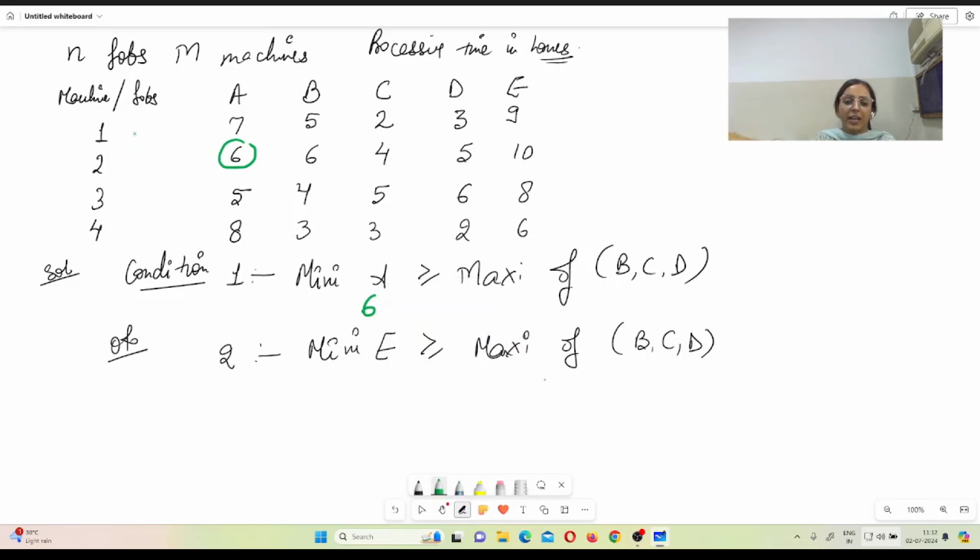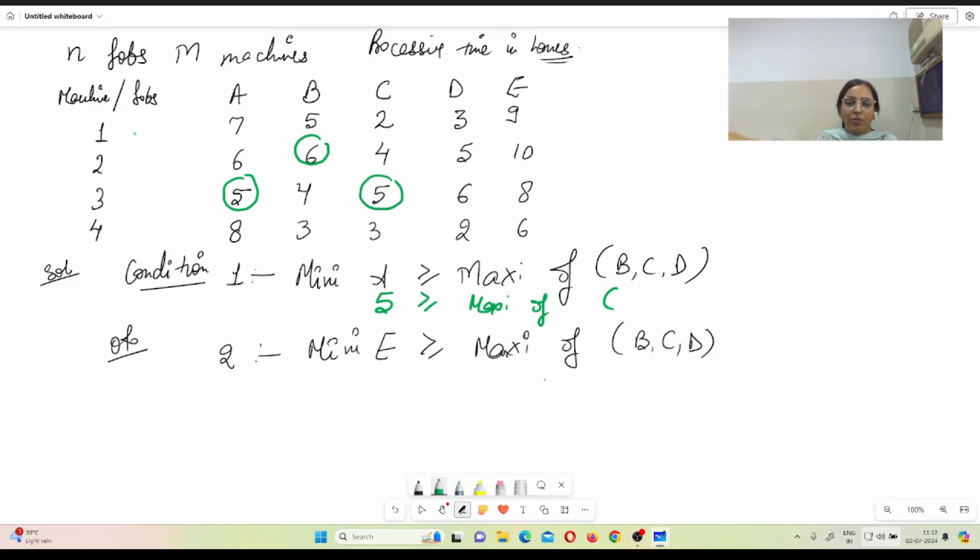This 6 value should be greater than or equal to the maximum value of B, C, D. So the maximum of B. Sorry, that 6 is not the minimum over here. Again, we have to correct it. 6 is not the correct answer. We will take 5, because 5 is the minimum value, right? So in front of 6, we will write 5 over here. Okay, so change the value. We will write 5. 5 is greater than or equal to the maximum value of B, C, D. Now find the maximum value: in B it is 6, and in C the maximum value is 5.